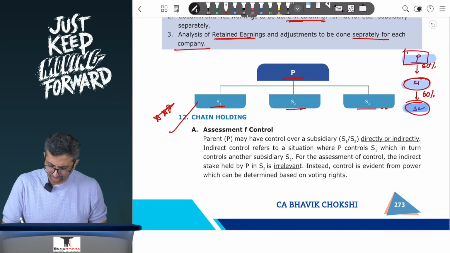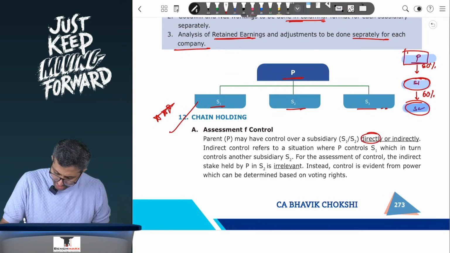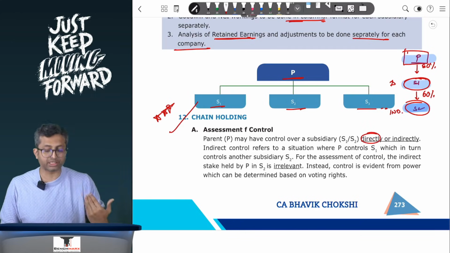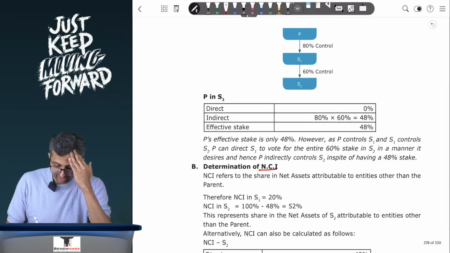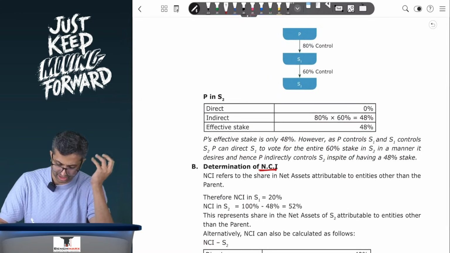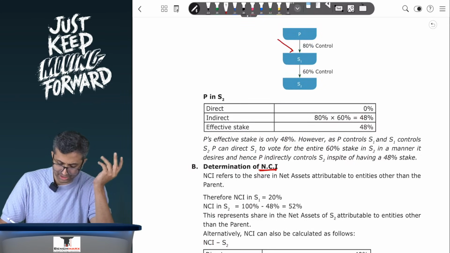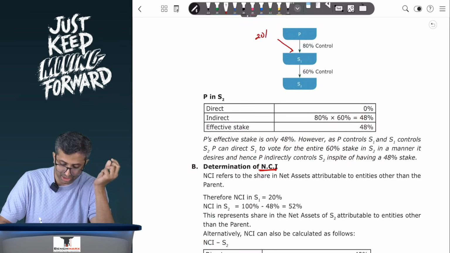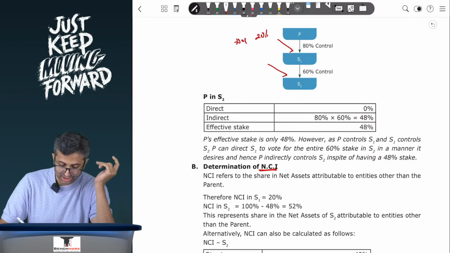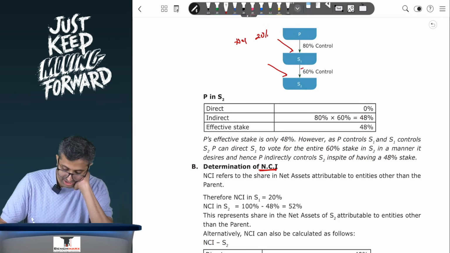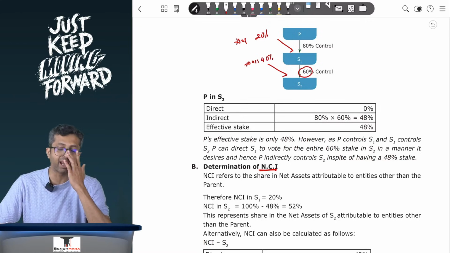So this is assessment of control where there can be a direct control. So P directly controls S1. There can also be indirect control where P indirectly controls, for example, S2. Okay. Now when I look at NCI over here, NCI can get a little interesting. Now P has 80% in S1 and hence 20% of S1 is held by the NCI. But when I look at S2, one can always argue and say, okay, S2 has 60% held by S1, which means NCI will be 40%, but that is not entirely correct.